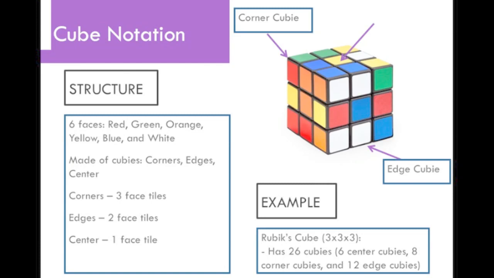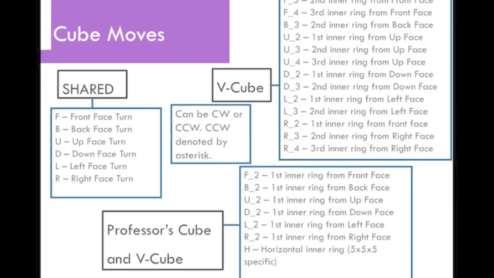For a 3x3x3 Rubik's Cube, the corners have 3 face tiles, all with different colors, the edges have 2 tiles, and then the center has 1 tile. The center tiles stay in the same spot for this cube. It helps you understand which colors should be in which face. So, for example, with the Rubik's Cube, there are 26 cubies in total: 6 center cubies, 8 corner cubies, and 12 edge cubies.